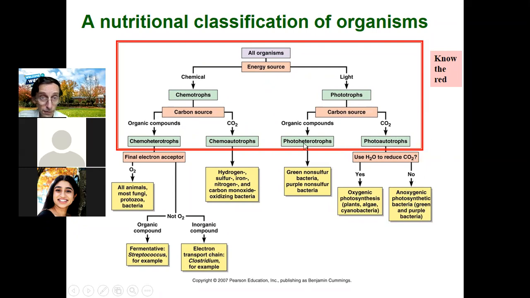And you can further classify the chemoheterotrophs depending on where they get their final electron acceptor. We'll talk about that in aerobic respiration. You can have aerobes, and the final electron acceptor is oxygen. There's the anaerobes, and their final electron acceptor is not oxygen.